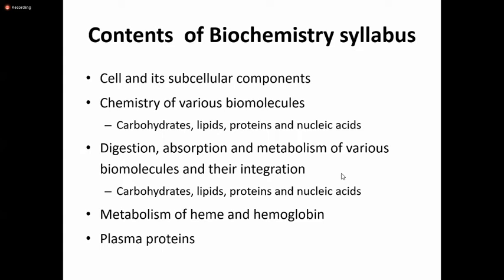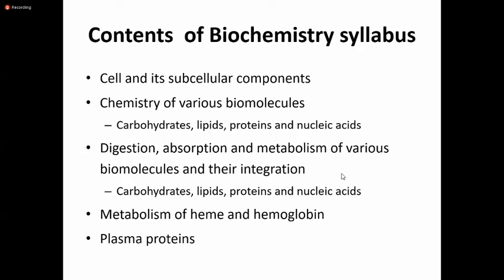The first topic we discuss in the first MBBS is the cell and its subcellular components. I'm sure all of you are aware of the different types of cells: prokaryotic, eukaryotic, animal, plant cells, their features and differences. But here we concentrate mainly on human cells. We are not concentrating on plants or any other organism or animals.